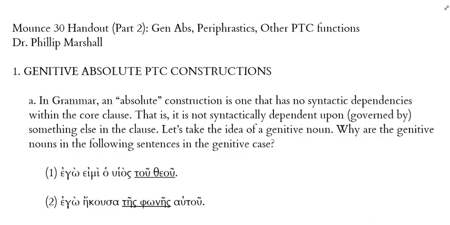On your handout, I give you a definition here of absolute. Mounce doesn't exactly provide this definition, but I think it's appropriate here. In grammar, an absolute construction is one that has no syntactic dependencies within the core clause. What does that mean? Well, simply what that means is that there isn't a situation where the participle is syntactically dependent upon or governed by something else in the clause, or any absolute form.